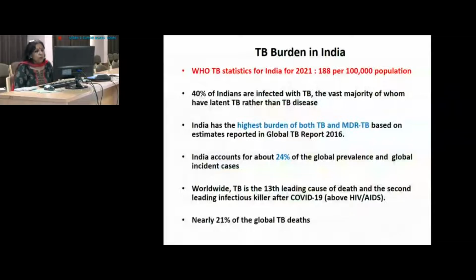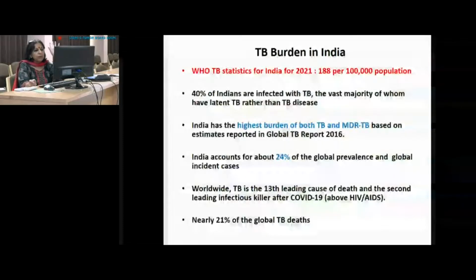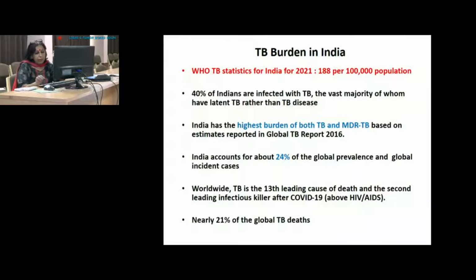India also accounts for almost 1/4 of the global cases, both the prevalence, which means at any given point of time, how many patients of TB are there in the world, and the incidence, that means every year, the new cases which get diagnosed. So India accounts for almost 1/4 of these all over the world. And worldwide, TB is the 13th leading cause of death. It is the second leading infectious killer only after COVID-19. And nearly 21% of the global TB deaths occur in India.